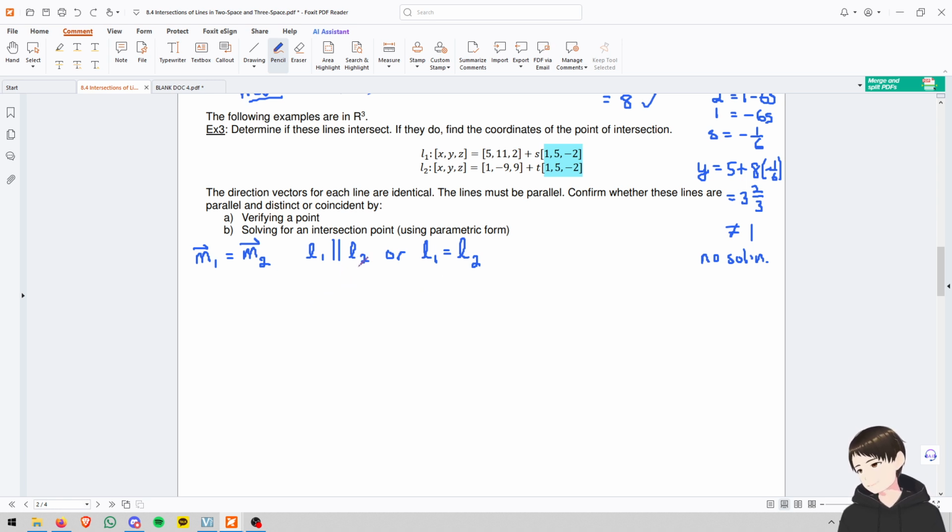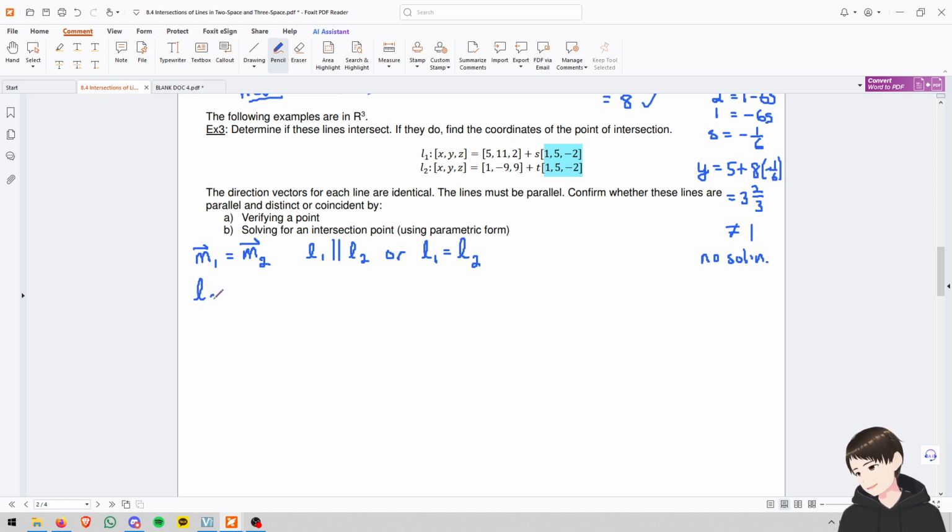So what would I do as a shortcut? I'm going to try to verify a point. For example, I know the point 5, 11, 2 has to be on line 1, and I know the point 1, negative 9, 9 has to be on line 2. If they are the same line, then I should be able to find 1, negative 9, 9 inside line 1, and vice versa.